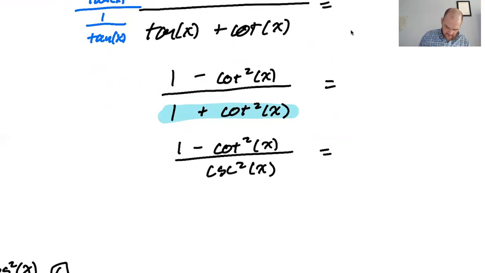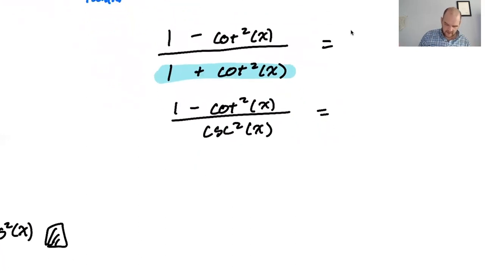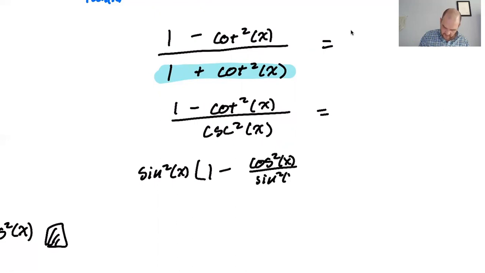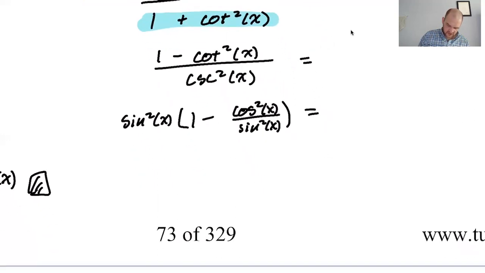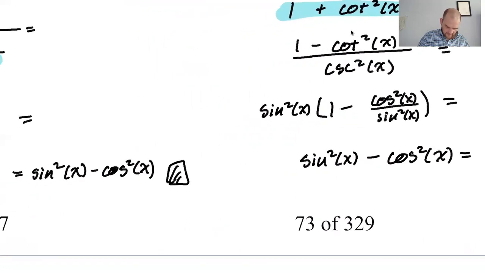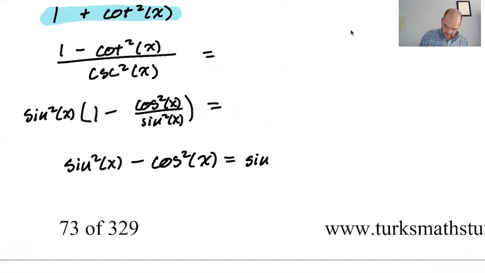But you'll see I'm going to end up in the same place where I'm going to have to convert. 1 over cosecant is sine. So really at this step, I have sine squared times 1 minus, what is cotangent? Cotangent is cosine over sine. So I'm going to say this is cosine squared over sine squared. And then if I distribute, I get sine squared minus cosine squared, which I really hope is what I was going for, which is, woo! So sine squared minus cosine squared. And there you go. So that's another way to do it.